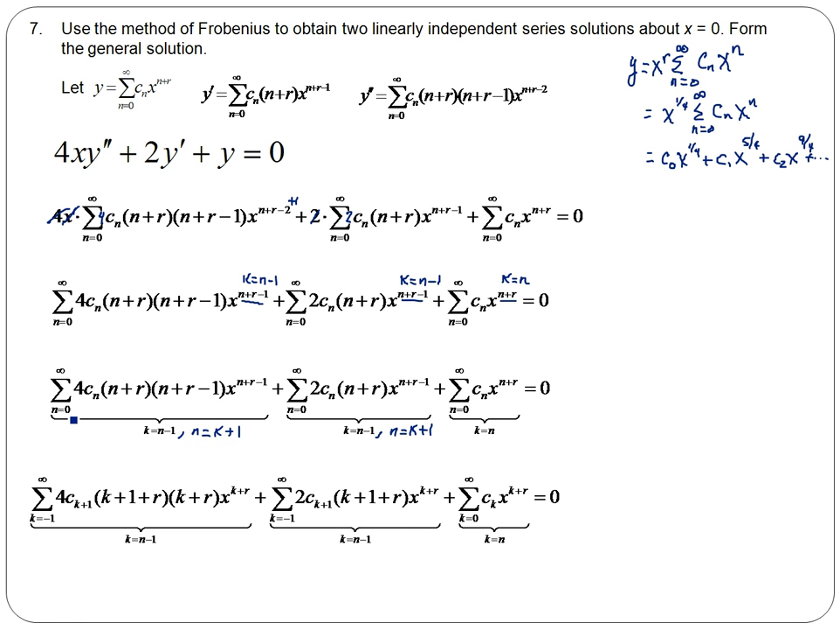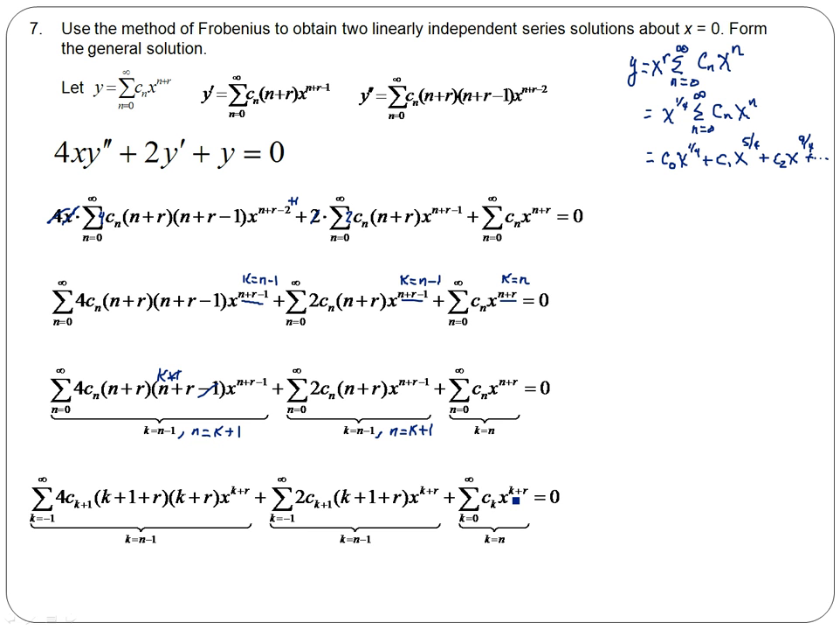So in this first case, when n is 0, you start with k equals negative 1. n is k plus 1, so k plus 1 plus r. This will be k plus 1 plus r minus 1, and the minus 1 and the plus 1 will cancel to give you k plus r, x to the k plus r. Here 2c_(k+1), you get k plus 1 plus r, x to the k plus r, and here you're just replacing the n's with k.